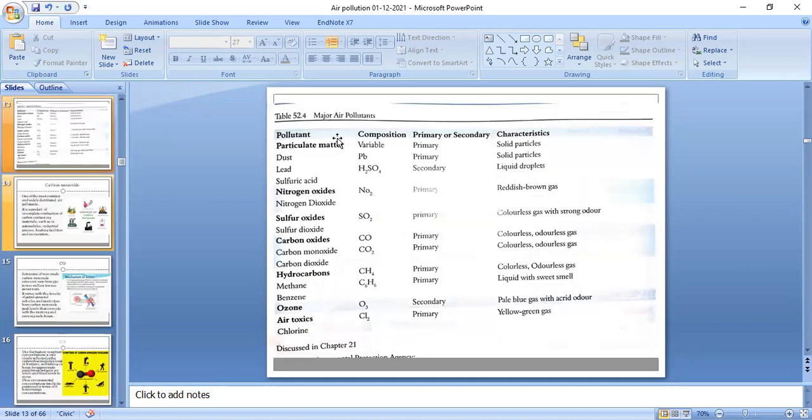Now these are the major air pollutants. These are categorized into primary and secondary. Secondary pollutants are mostly sulfuric acid, that is H2SO4, and ozone, while the others are primary, like dust, lead, nitrogen dioxide, sulfur dioxide, carbon monoxide, carbon dioxide, methane, and benzene.